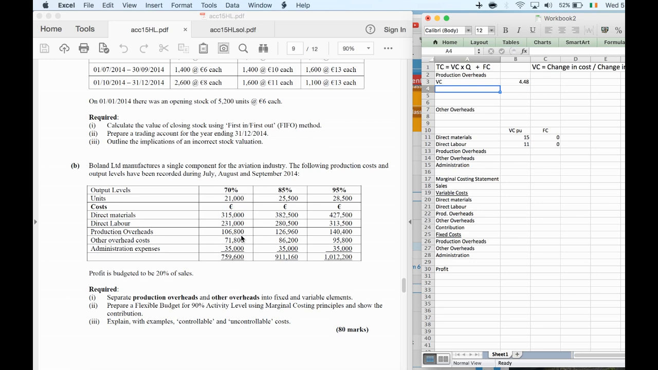So to find the fixed cost, I'll use the formula up above. Okay, so if I rearrange this formula a little bit, if I want my fixed cost only, fixed cost is going to be, if I bring this variable cost times quantity over the other side of the equal sign and make it a minus, my total cost minus variable cost times quantity. So fixed cost, my total cost, I'm just going to choose at any level of production. So for example, if I choose 70%, so that's 21,000 units. So the total cost is 106,800.